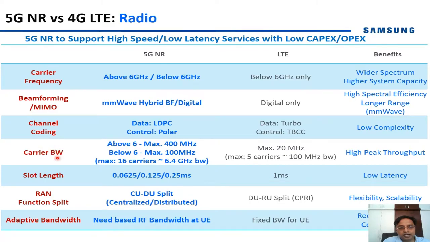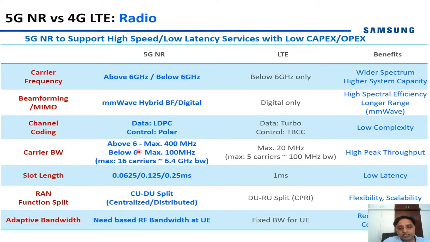So carrier bandwidth is typically how fat a pipe we can give, right? So in the above 6 gigahertz range, we can have each carrier of 400 megahertz. So if you talk about millimeter wave or 26, 28 gigahertz, each carrier is 400 megahertz wide, and we can have 16 of such carriers, which adds up to 6.4 gigahertz. So that's the kind of size in terms of how fat the bandwidth can be allocated in the case of 5G.